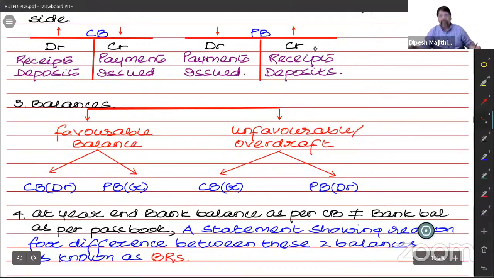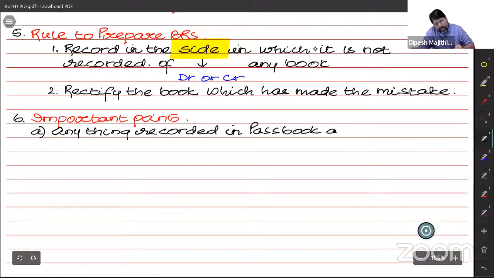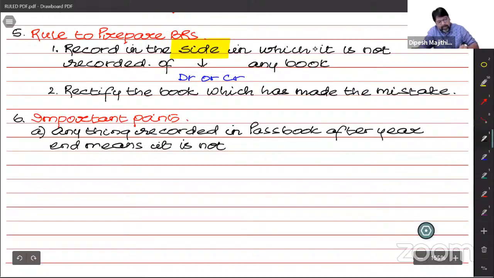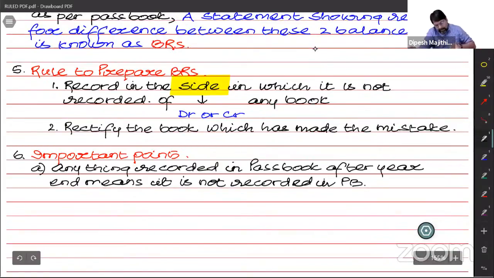Secondly, some important points. A. Anything recorded in passbook after year end means it is not recorded in passbook. Because we are preparing BRS on a particular date. We are preparing BRS as on a particular date, as a statement showing reasons for differences of two balances, known as BRS.